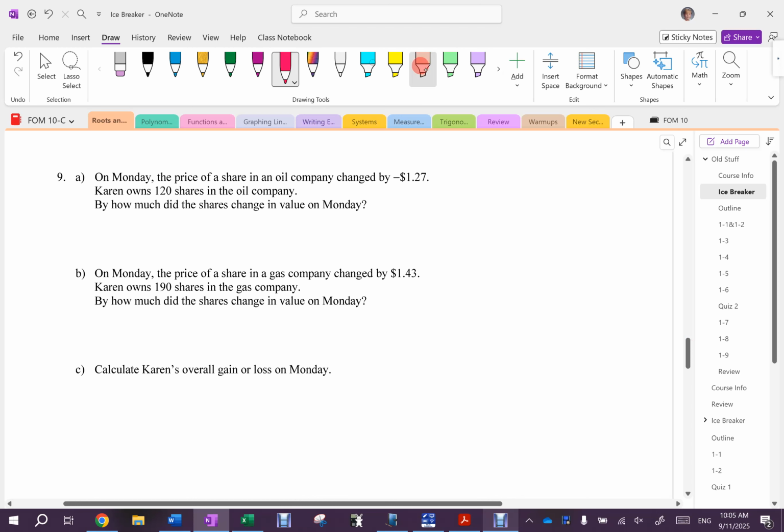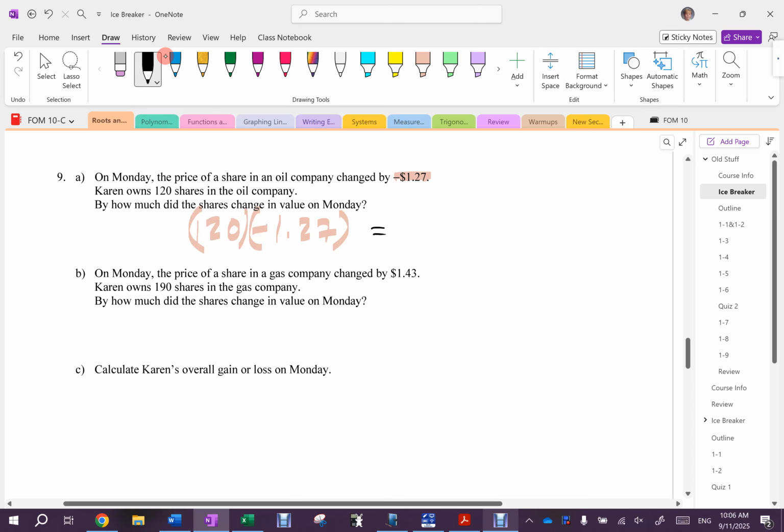If one share lost $1.27 and I owned one share, it is now worth $1.27 less, yes? So I lose $1.27 for every share. How many shares do I have? So I lose $1.27 120 times, don't I? 120 times -1.27. Can I do that in my head? Not really, but I'm going to do a quick estimate, right? It's pretty close to 1, so my answer had better be around -120.